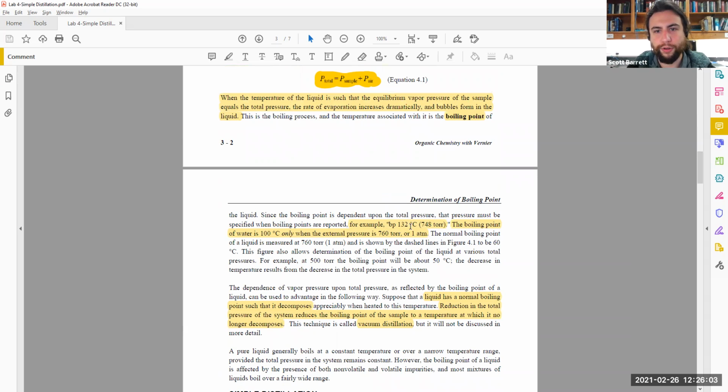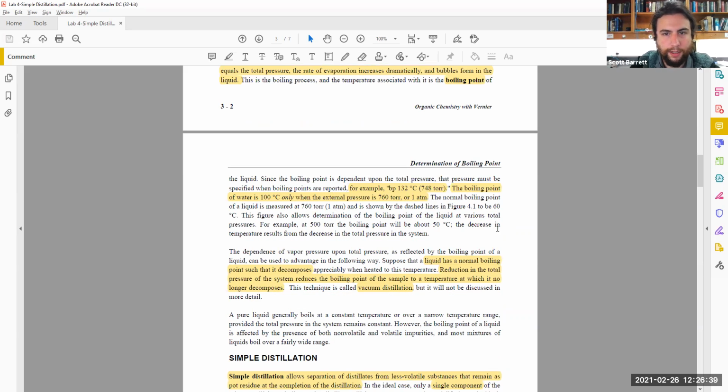So as we were talking about before, discussing from our figure 4.1 here, for example, the boiling point of 132 degrees Celsius at 748 torr. If we looked at the boiling point of water, it is 100 degrees Celsius only when the external pressure is 760 torr or 1 atmosphere. So it is important to understand that water has a boiling point of 100 degrees Celsius only at 760 torr, exactly 1 atmosphere. As you go up into higher elevations with reduced pressure, the boiling point of water reduces, and that's the same concept.